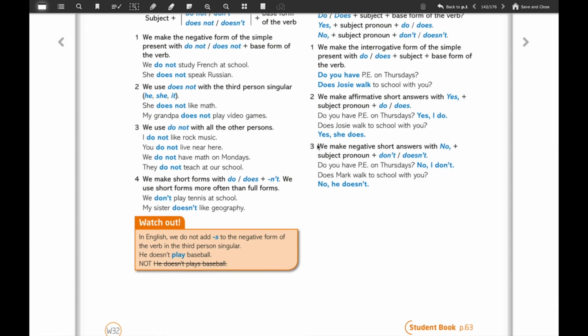Rule number 3, we make negative short answers with no plus subject pronoun plus don't or doesn't. Examples, do we have PE on Thursday? No, I don't. Does Mark walk to school with you? No, he doesn't.